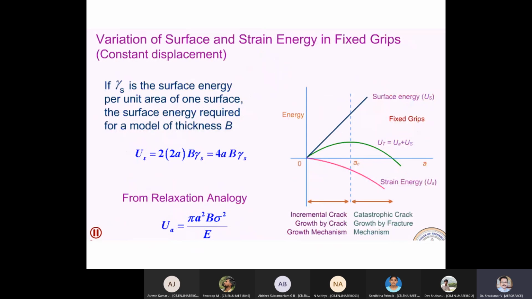If you see the energy, how many energies? Because just now we have seen, once you cut, energy will be relaxed, or two new surfaces will create a surface energy. So many things will happen. So variation of surface and strain energy in fixed grip constant displacement model. There are two models, normally constant load and constant displacement. Normally people used to take constant displacement for many of the analysis.